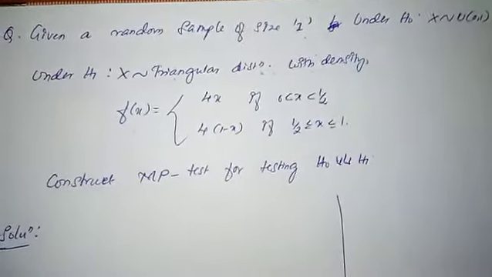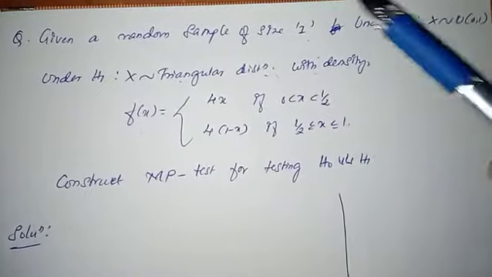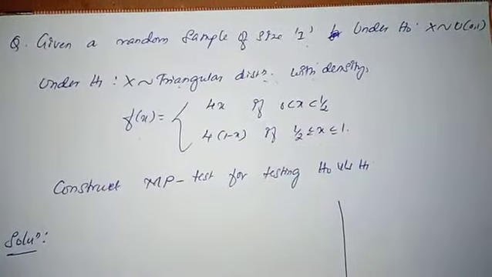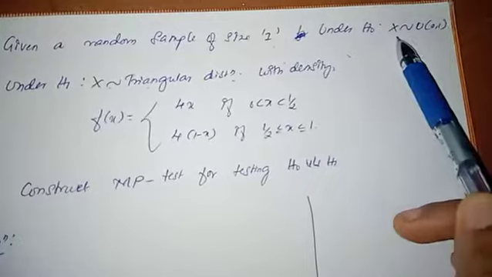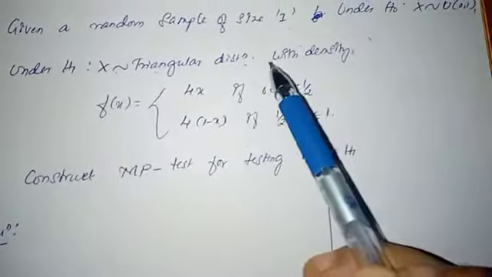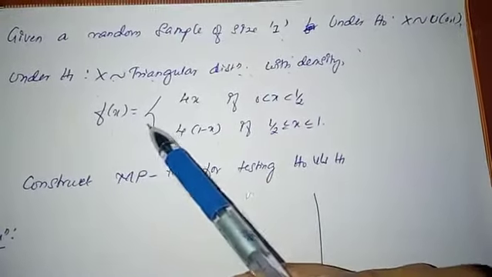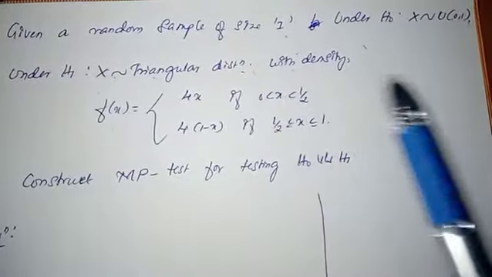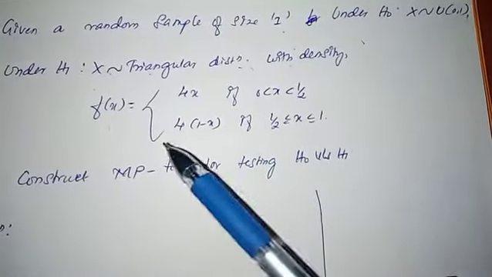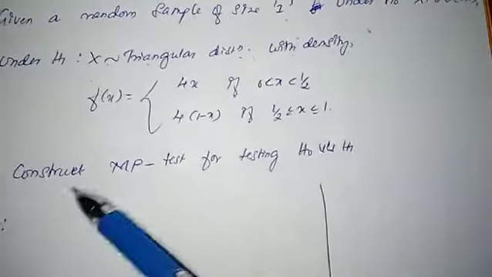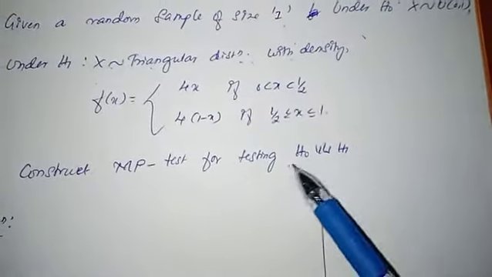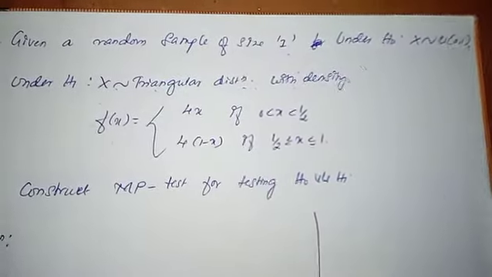Today we will solve one problem. The question is: given a random sample of size 1, under H0, X follows uniform(0, 1) distribution. Under H1, X follows a triangular distribution with the density f(x) equal to 4x if 0 < x < 1/2, and 4(1 - x) if 1/2 ≤ x ≤ 1. Construct the most powerful test for testing H0 versus H1.